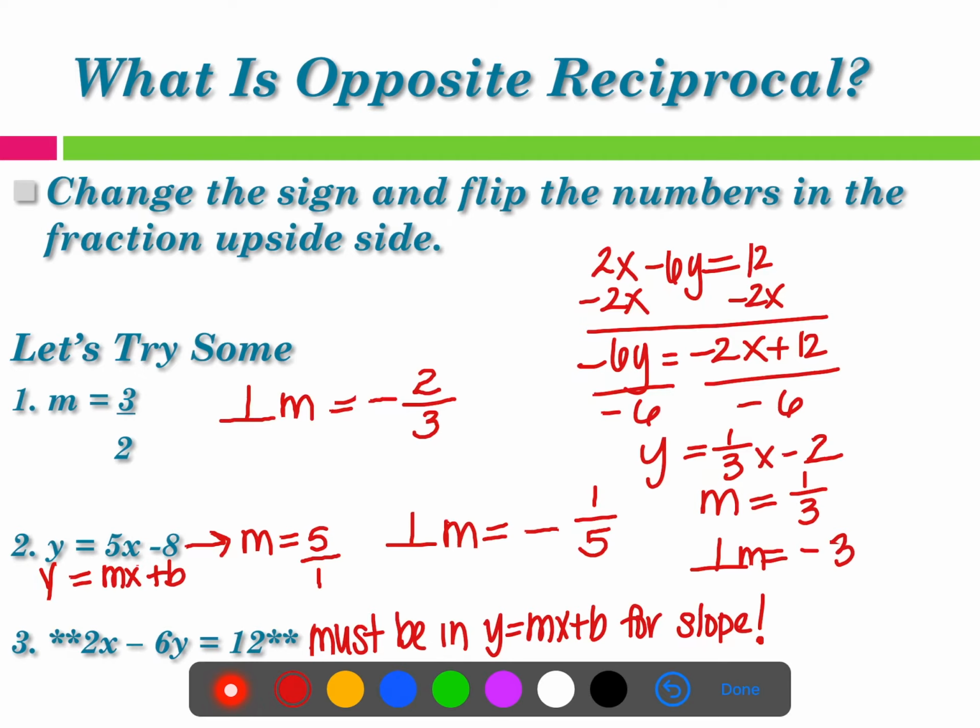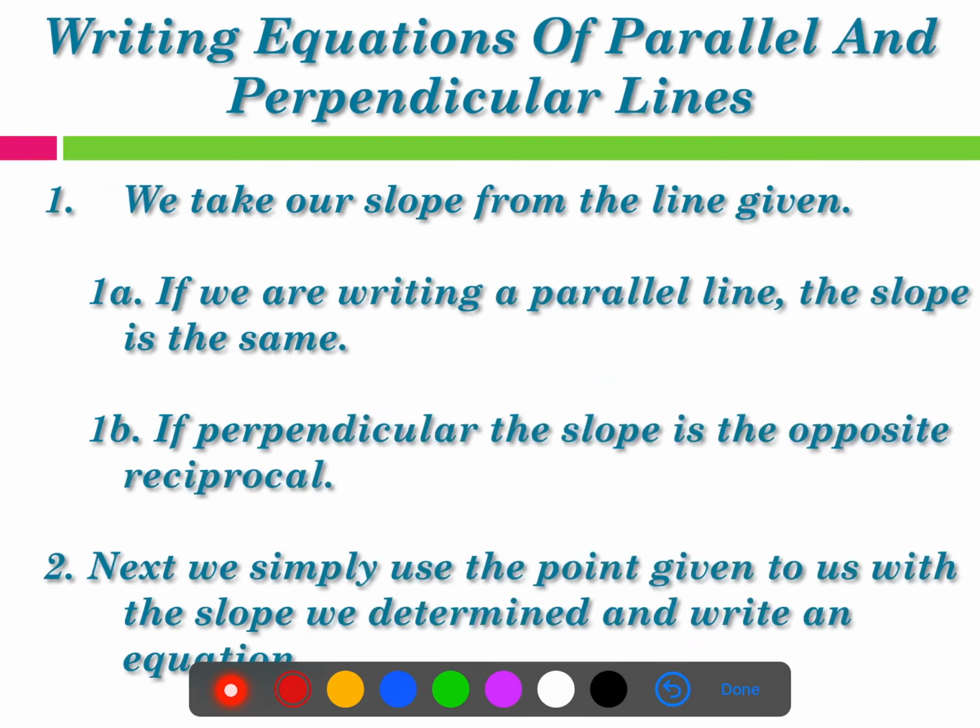So finding the perpendicular slope is really very easy. You just have to make sure that the equation is in the right form. It has to be in slope-intercept form.